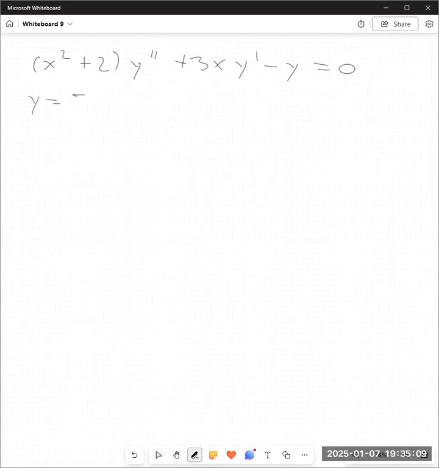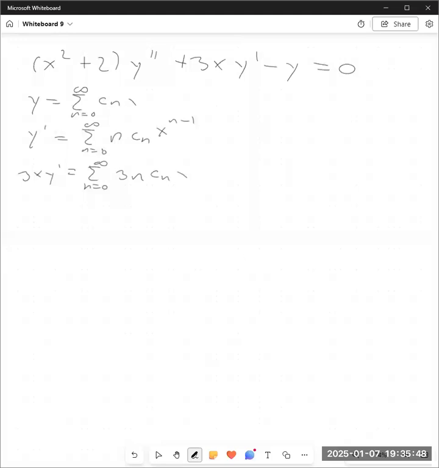We have y equals the sum from n equals 0 to infinity of c sub n x to the n. y prime is equal to the sum from n equals 0 to infinity of n c sub n x to the n minus 1. And 3x y prime is going to be then the sum from n equals 0 to infinity of 3n c sub n x to the n.